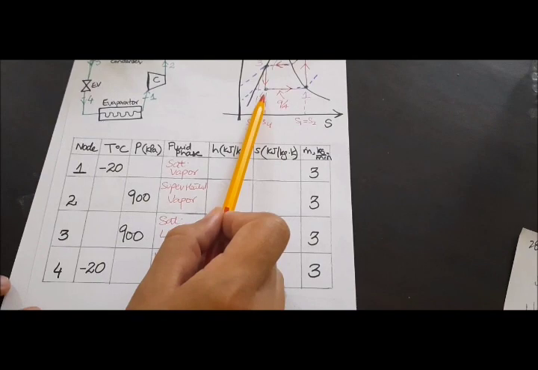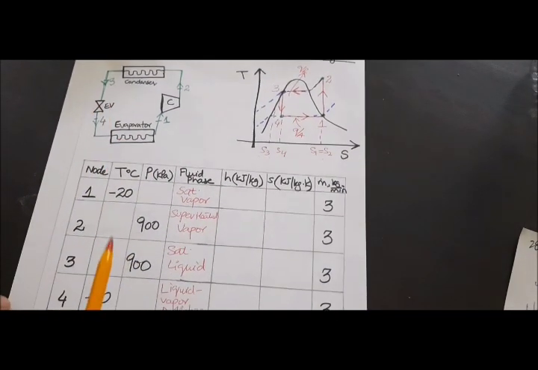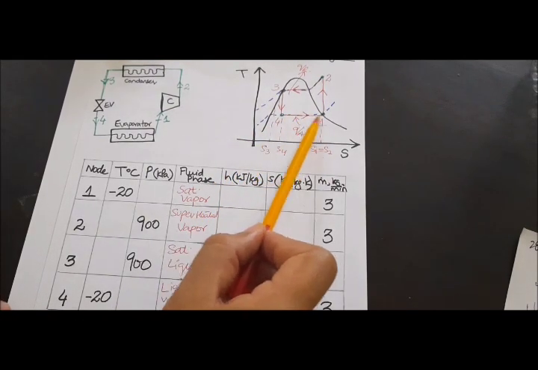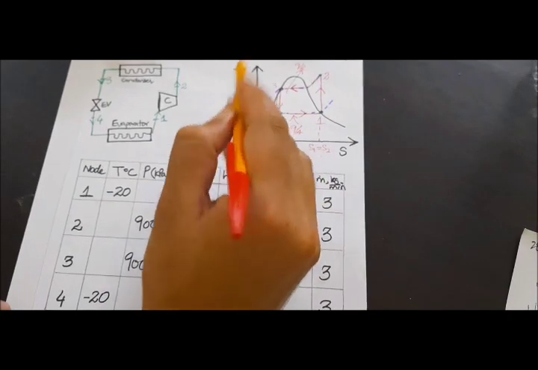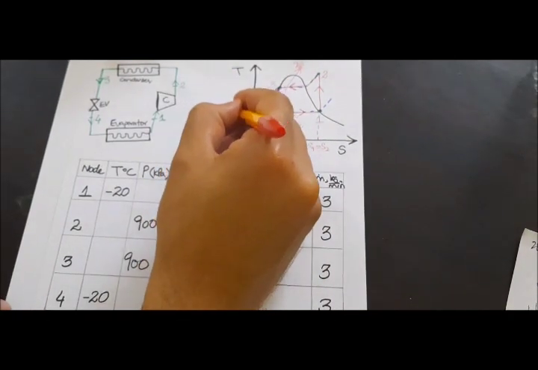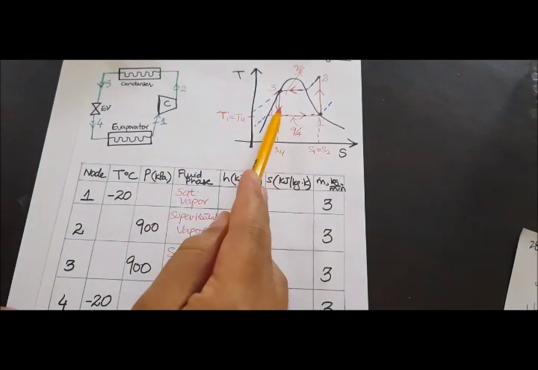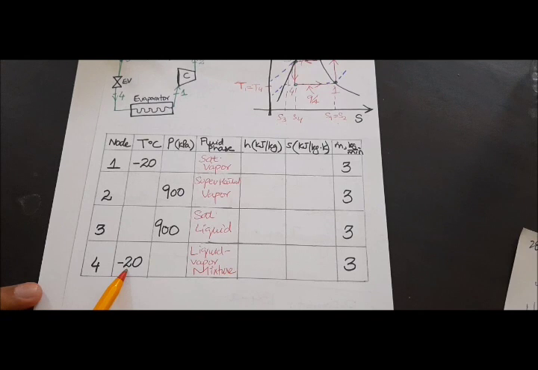Similarly, at 4 you can see there is the same temperature as at 1. As you can see, this is the same temperature line. Whatever is the temperature T1 is equal to T4. So whatever is the temperature at 1 would be the temperature at 4, and the state is a liquid vapor mixture.